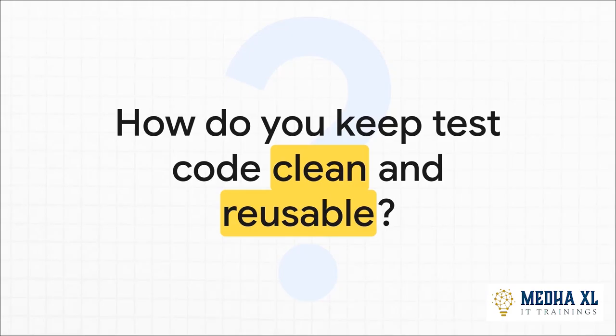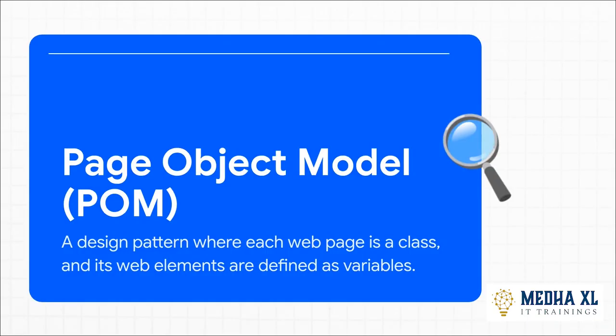Your company has 100 automated tests, and they all have to log into the application. One day, a developer changes the ID of the login button. Are you really going to go and update 100 different test files? No way! That's a nightmare. This is the exact problem that good design patterns are meant to solve. And the most famous, most popular design pattern in the Selenium world is the Page Object Model, or POM.